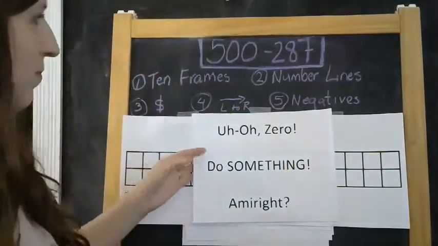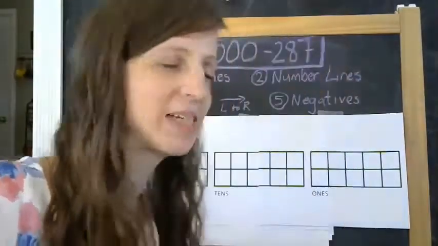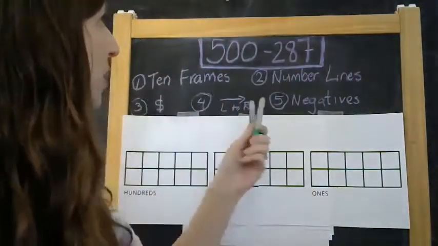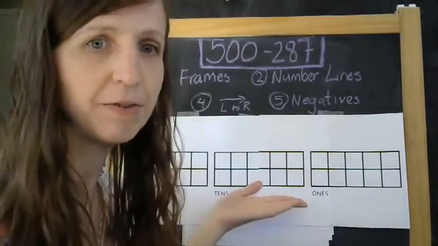Okay, so we are here to overcome those 3 problems. All right, so I want to start with 10 frames. And this particular method I call place value 10 frames.